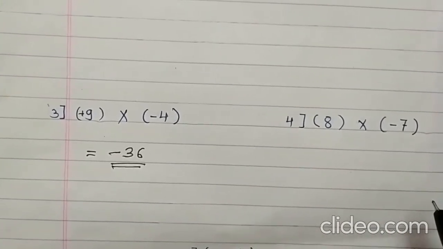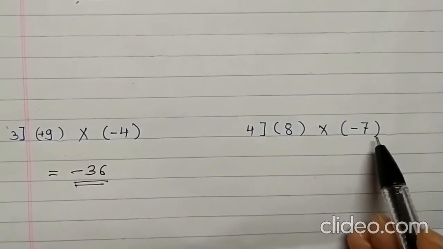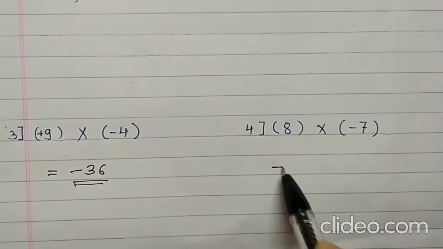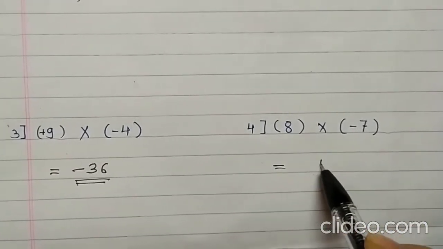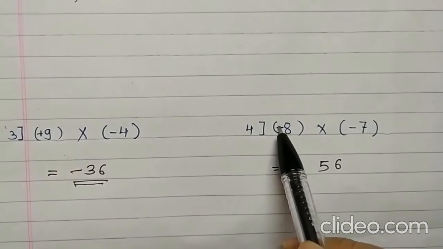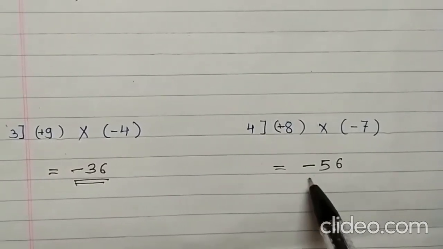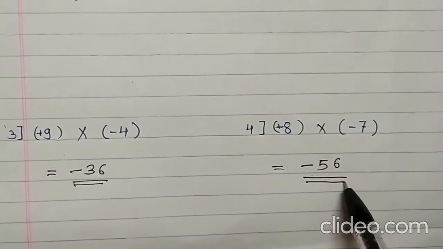The next example is 8 multiplied by minus 7. Again we will solve this. 8 sevens are 56. One number is positive and one number is negative. That is why the answer will be negative.